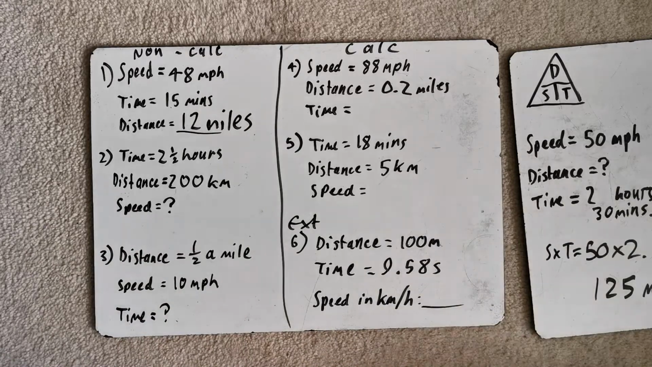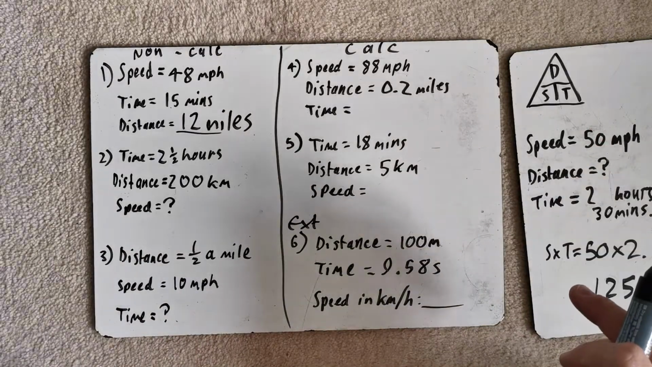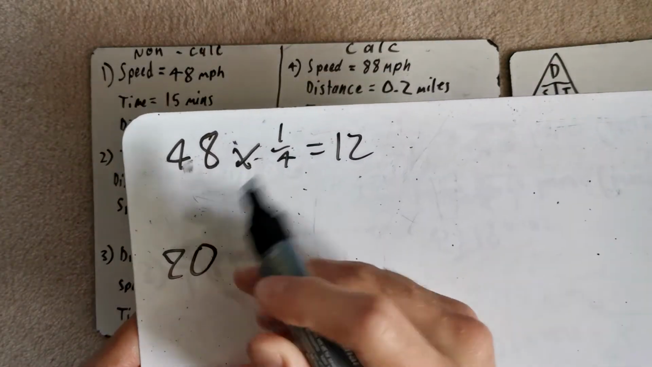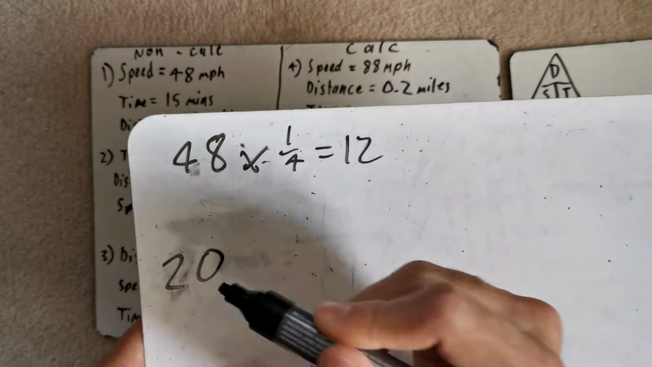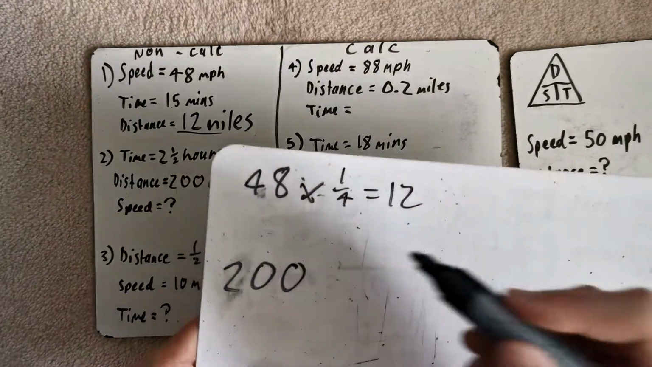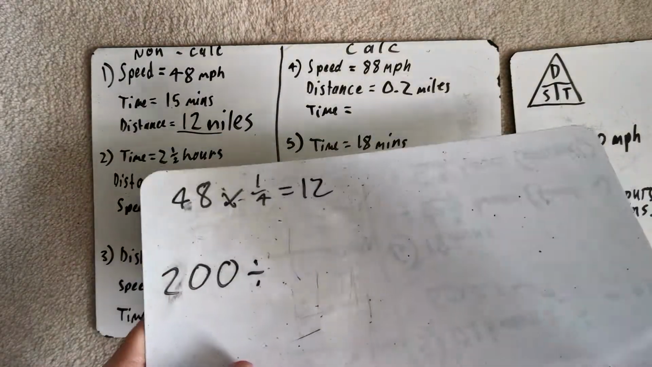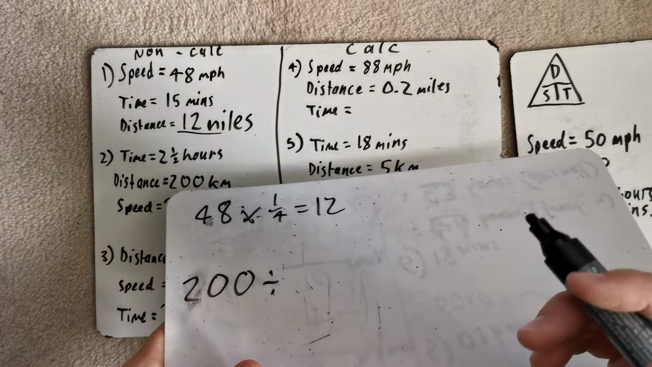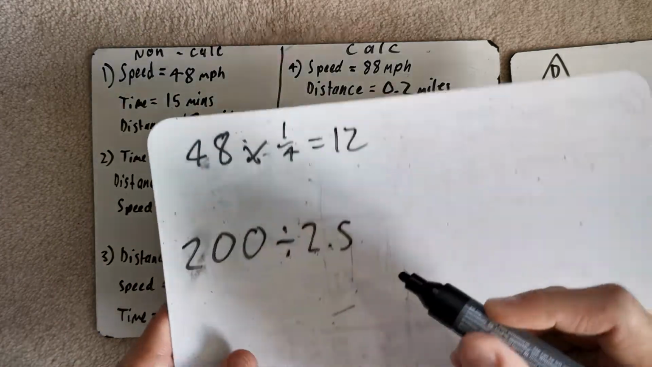Next up, trying to find out speed. So we're going to do distance divided by time. So we're going to do 200. What is with my spelling today? Spelling? Handwriting. 200 divided by 2.5. I don't like it written as 2.5. It's hard to do it like that. So let's do it 2.5.